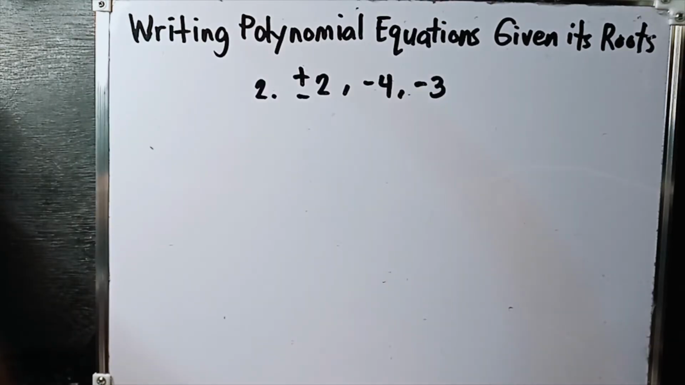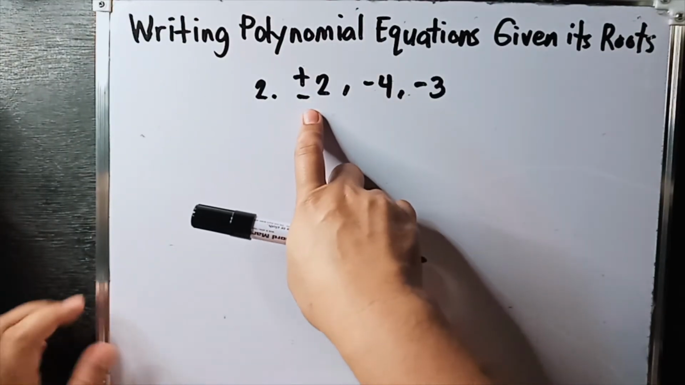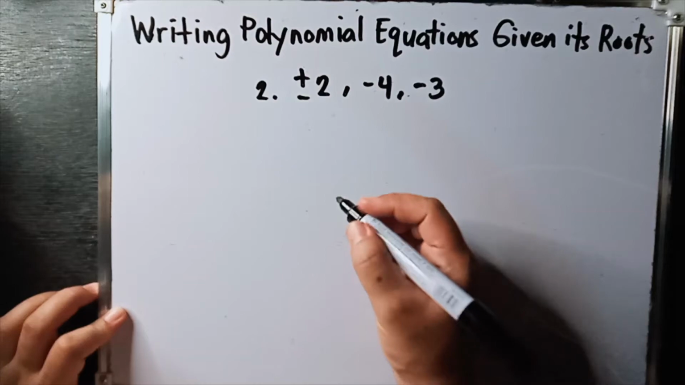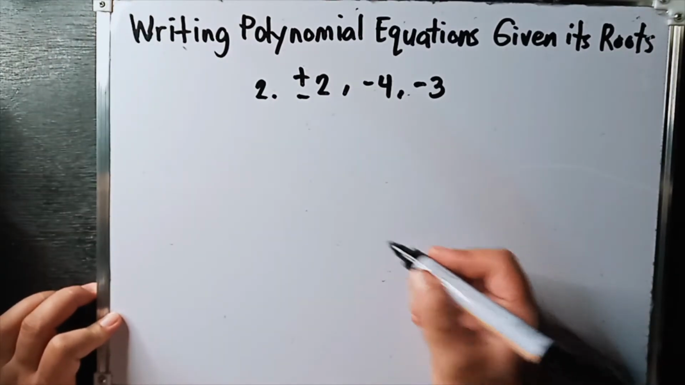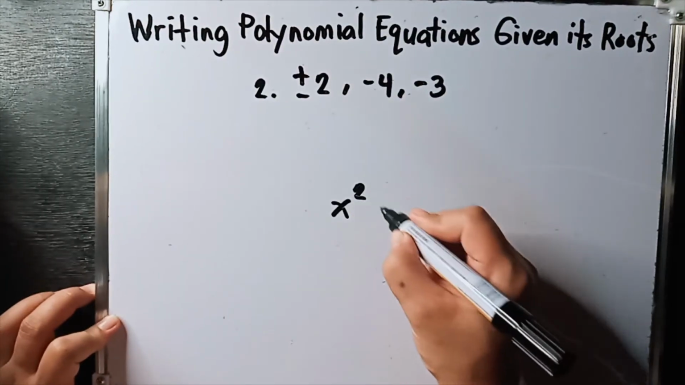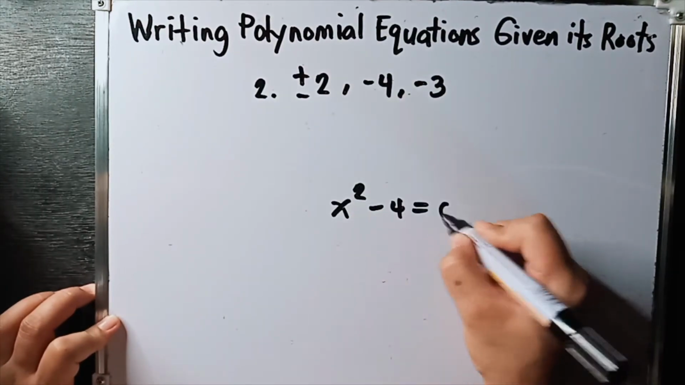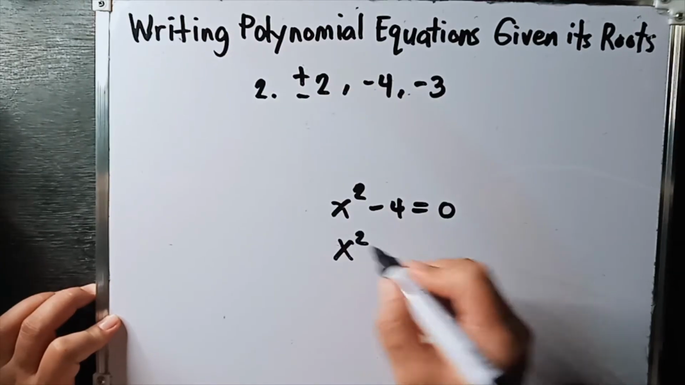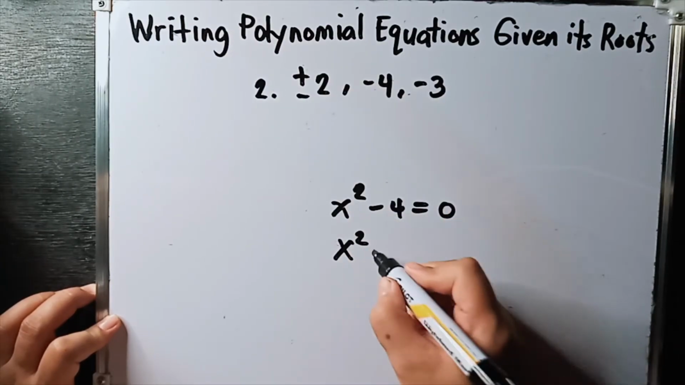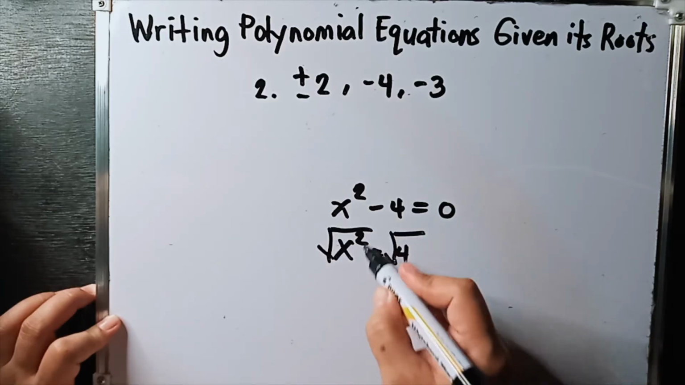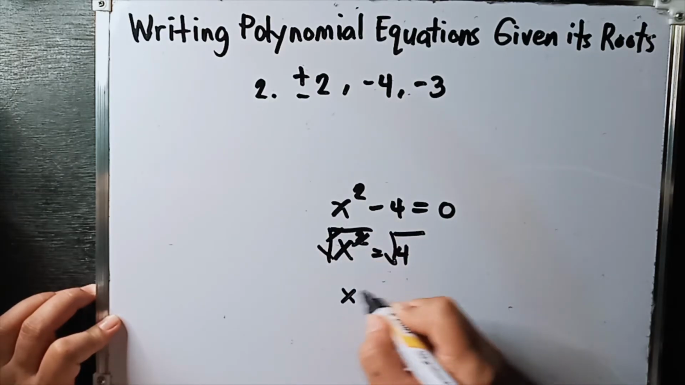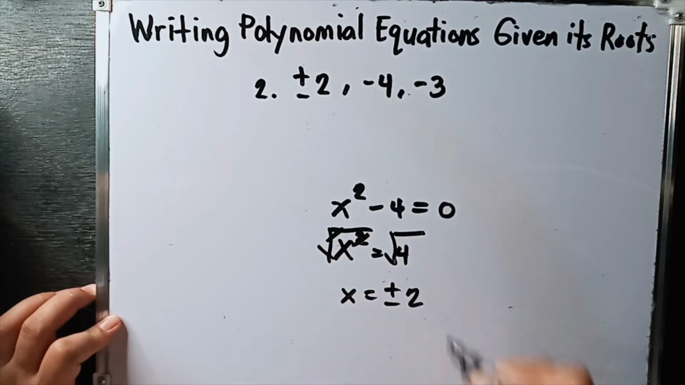So let us work on the second example. I'll be teaching you a technique of transforming this one into its factored form. Remember the one that I taught you on factoring quadratic equations if b is 0. For example, we have here x squared minus 4 equals 0. So you bring down x squared, transfer 4 to have positive 4, and then get the square root of both sides. So it means that x is equal to positive or negative 2.